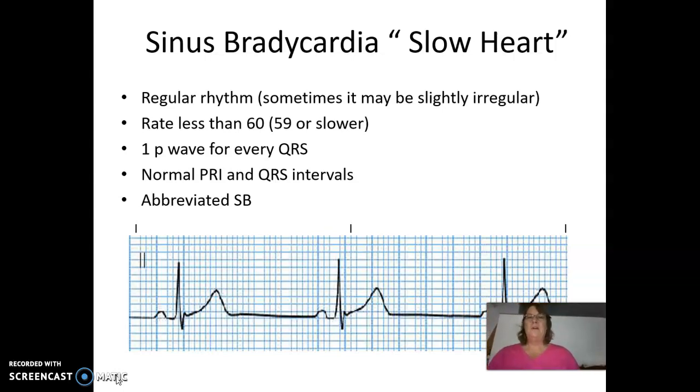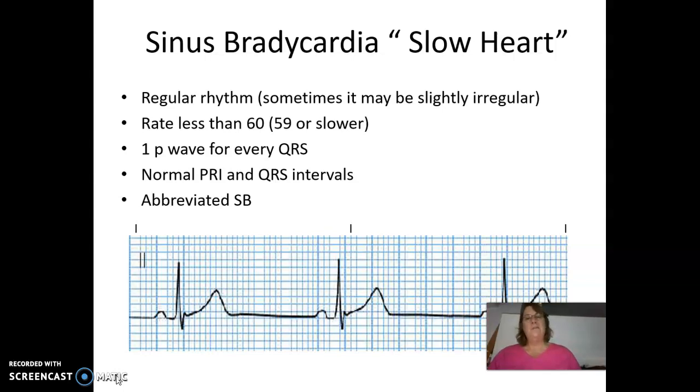Now, sinus bradycardias are generally a regular rhythm. Sometimes it might be slightly irregular, but overall it's considered a regular rhythm. The rate will be less than 60, so 60 is normal, 59 or slower is going to be a bradycardia. We'll have one P wave for every QRS, and it should be a nice, normal, rounded, symmetrical P wave. We should have normal PRI intervals and normal QRS intervals.